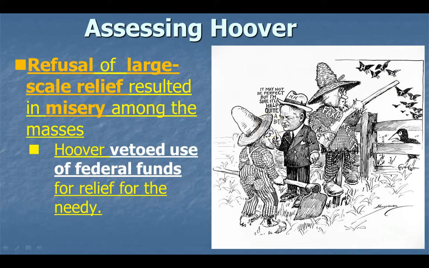And the new president will take it to a completely different level and change our system and society and government involvement in the economy and society forever. And so there's really a refusal to go on a large-scale relief effort and to reduce misery, to give direct assistance to people. Hoover vetoed the use of federal funds for relief for the needy, which would have been direct handouts, for example. That's very anti-laissez-faire.